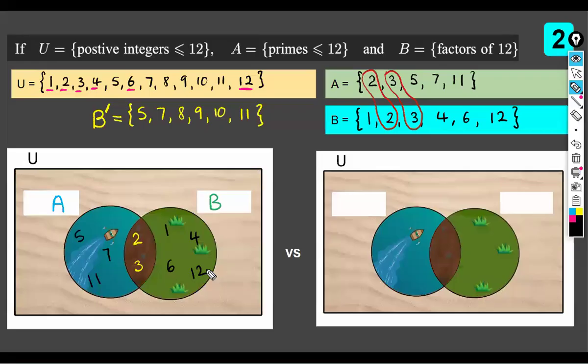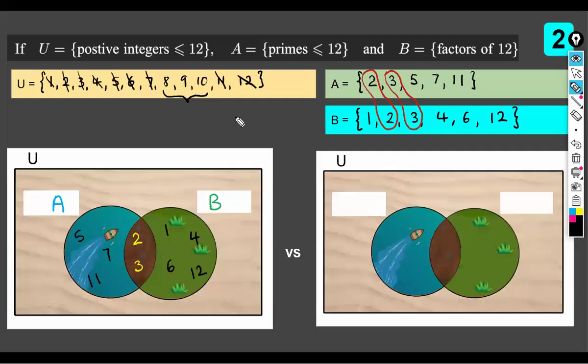We are not finished. Remember, did we use all the numbers? I don't think we used all the numbers. Remember, all the numbers are 1 to 12, right? Look at it. We used 5, 7, and 11. I'm just going to cross them out. 2 and 3 are on the diagram. 1, 4, 6, and 12 are on the diagram. And there are some numbers here we didn't use. The 9, the 8, and the 10.